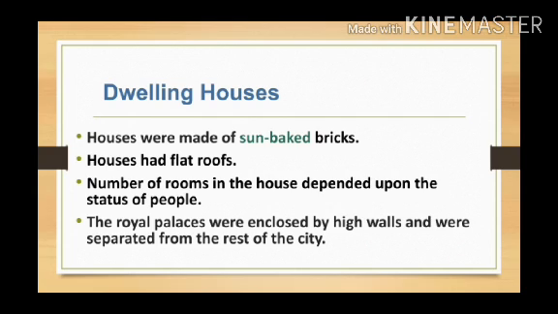Almost all the houses had flat roofs. The number of rooms in the house depended upon the status of the people, whether the families were rich or poor. While most of the common people lived in a one or two room house without bathrooms, the richest people lived in three-storied houses, usually made of stone, with as many as 30 rooms with bathrooms, gardens, and pools. An average house had three rooms, a courtyard, and a kitchen area. A narrow staircase led to the roof.